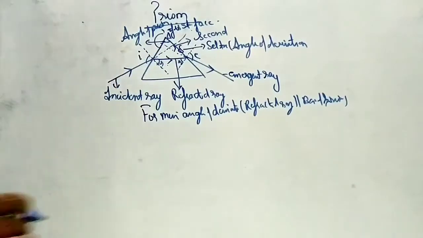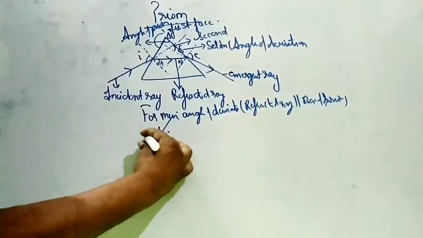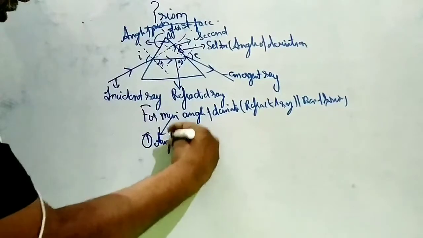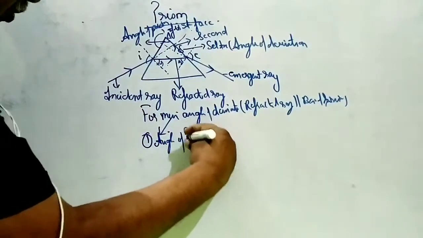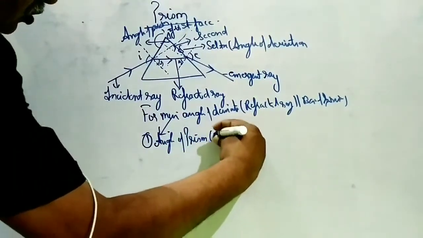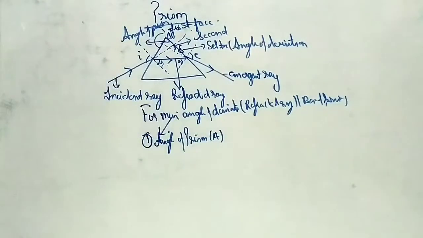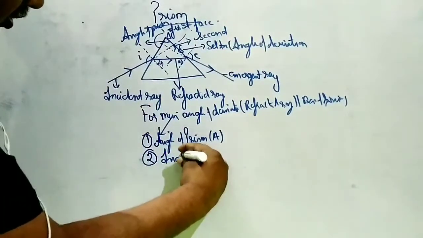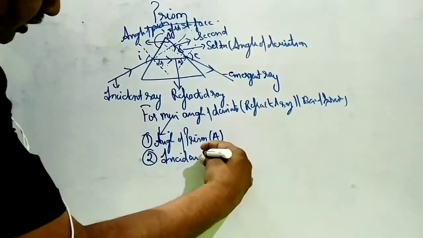Now, there are four factors on which the minimum angle of deviation depends. Number one, it depends upon the angle of prism. The larger the angle of prism, the larger the angle of deviation. Is this clear? Number second, it depends upon the angle of incidence.